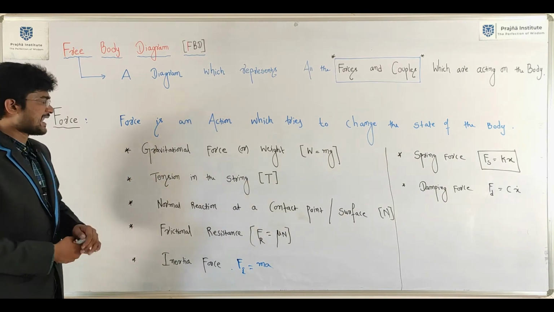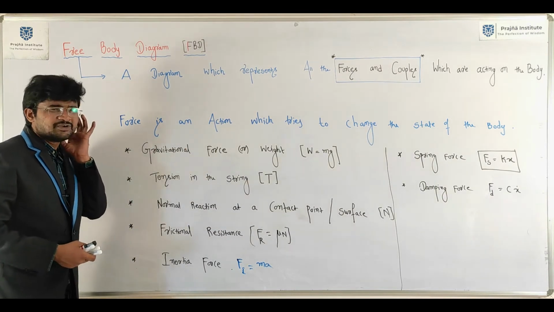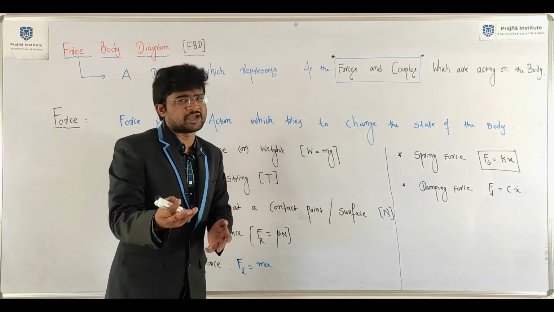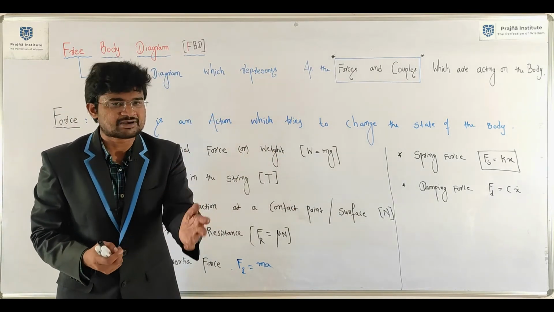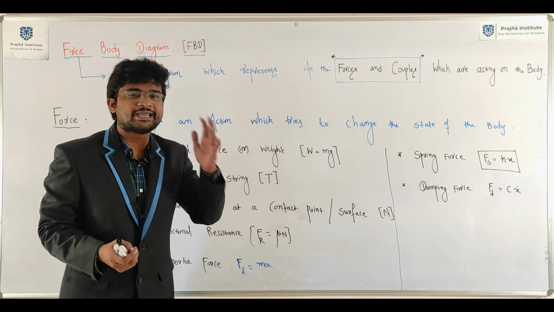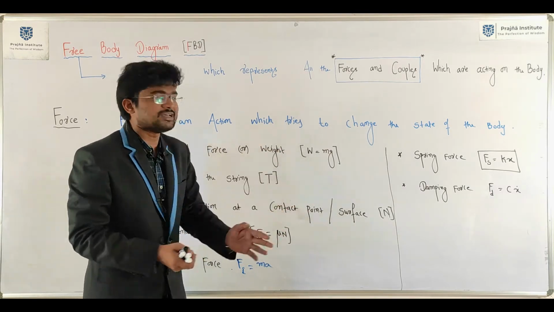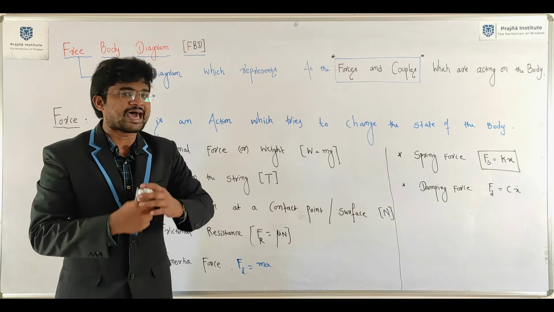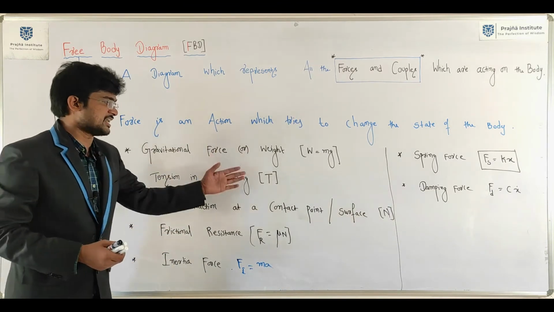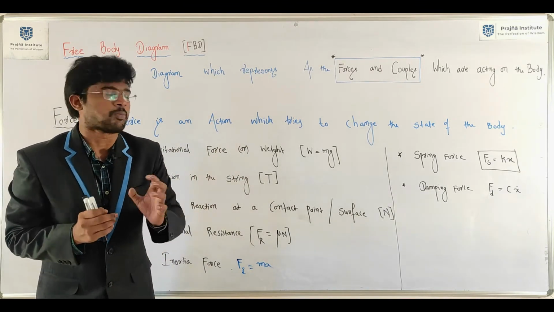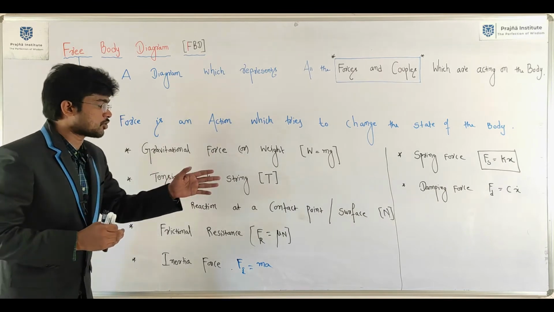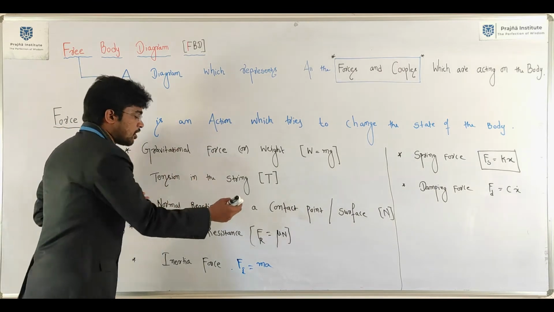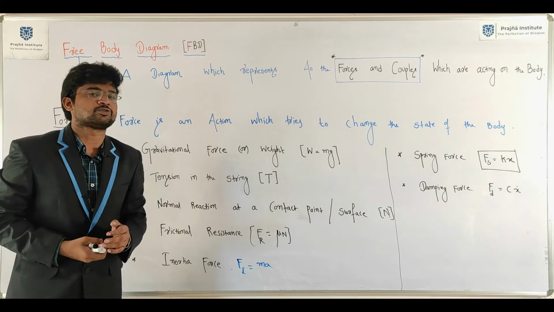Here, gravitational force, weight. Weight is associated with the body, of course. Every body has some weight. Weight of the body, gravitational force, always acts vertically downward. Tension in the string always pulls the body. Normal reaction at a contact point or surface always acts perpendicular to the surface.